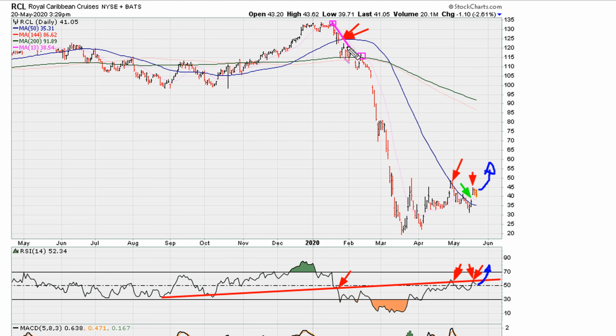In fact, let me make that line a little bit thinner so we can see it clearly. So take the daily closings and we get a trend line that looks like this.